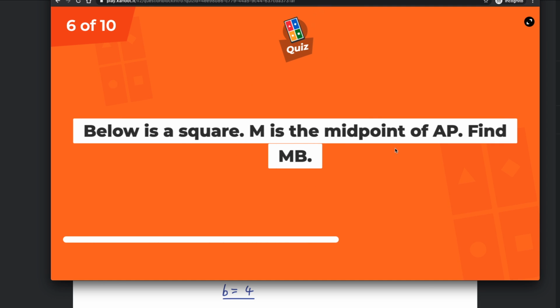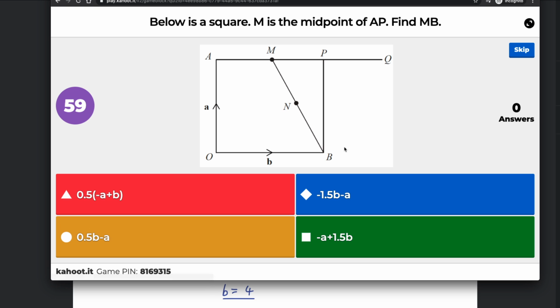Below is a square. M is the midpoint of AP. Find MB. M is the midpoint. Find MB. This is so much fun. Thank you for playing, guys.